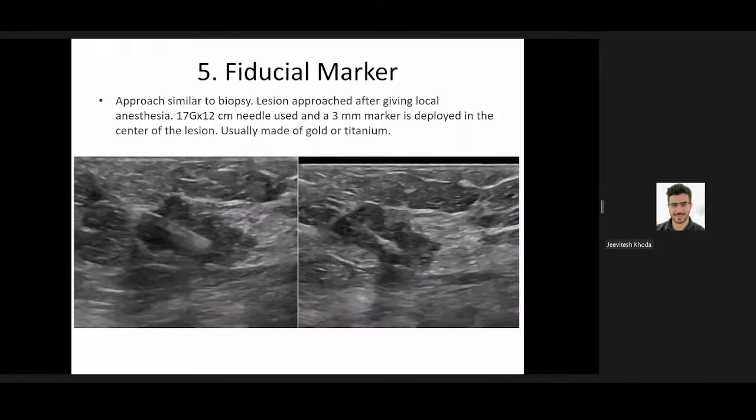The approach is again similar to biopsy. The lesion is approached after giving local anesthesia, usually 10 to 15 ml. The needle is a 17 gauge, 12 centimeter long needle, and the marker which is deployed is 3 millimeters, and ideally it should be deployed in the center of the lesion. It is usually made of gold and titanium, which makes it a non-reactive metal for MRIs, so there is no contraindication for that.